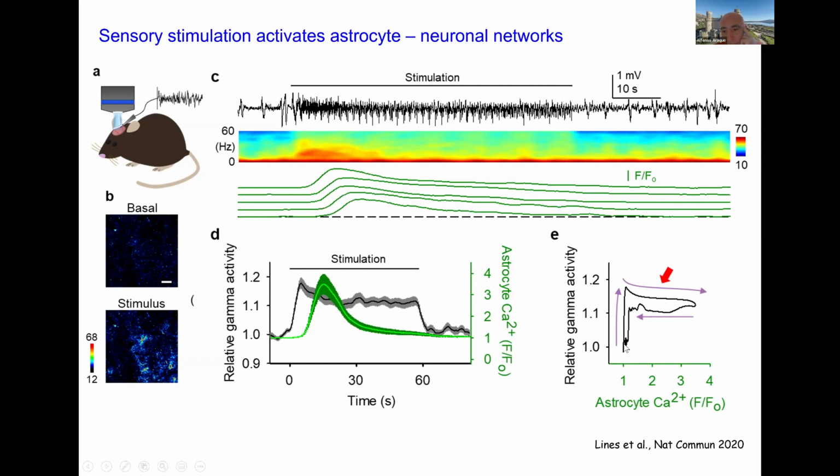So before, when we produce the stimulation, before the calcium in the astrocytes elevates, there is an increase in the gamma activity. And then when the calcium signal starts to rise, there is this decrease in the gamma activity, which is the sensory adaptation. So we hypothesize that this sensory adaptation would be due to the calcium elevation in the astrocytes.